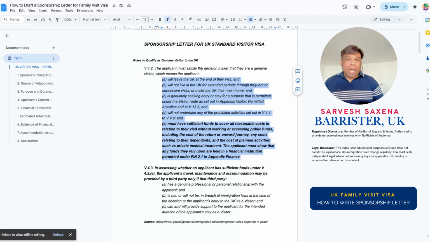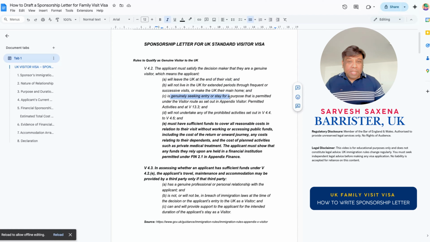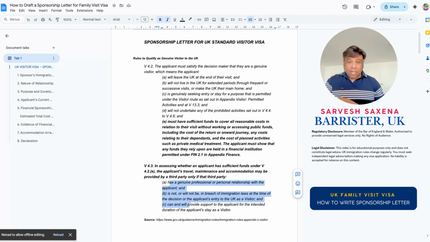They want to make sure that you meet all of these. So they want the applicant to satisfy the decision maker that they are a genuine visitor. Now, for genuine visitor, there is a test: you must meet all these conditions, that you will leave the UK at the end of the visit, and you will not live in the UK for extended periods through frequent visits, that you are genuinely seeking entry for the permitted purpose, which is the family visit, that you will not undertake prohibited activities, meaning you will not do any work, and that you must have sufficient funds to cover all reasonable expenses. Now, if you cannot cover your own expenses, then you will come through a sponsor.